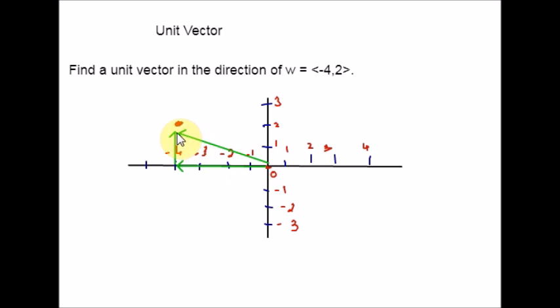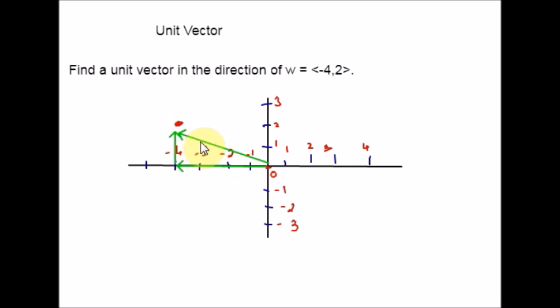Just plot the point, start from the origin and move towards -4 first. And then from the same point go towards 2 on the y-axis. Hope you're clear with the sketch? Okay. The magnitude is nothing but the length of the vector, or you can say the hypotenuse.